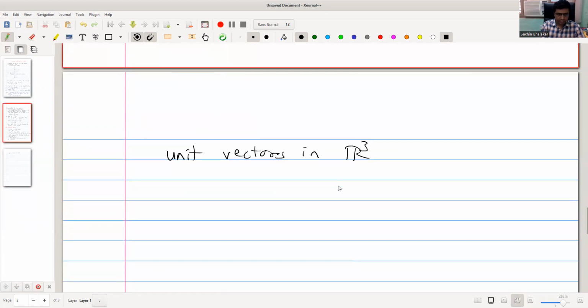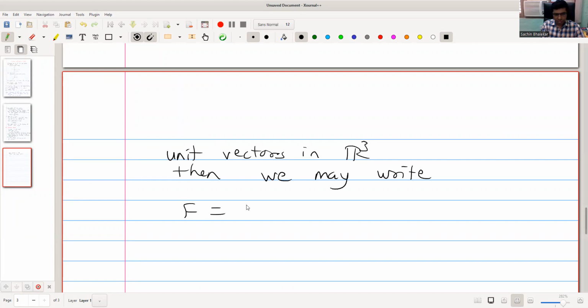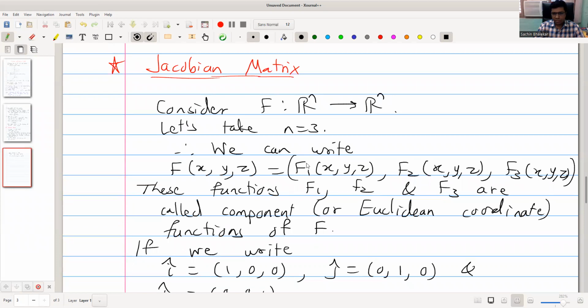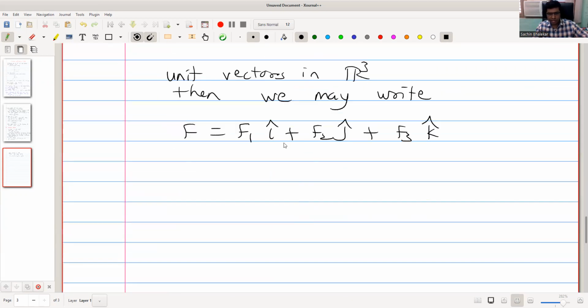Then we may write capital F equal to F1 i hat plus F2 j hat plus F3 k hat. So it is F1 of XYZ into 1 0 0 plus F2 of XYZ into 0 1 0 plus F3 of XYZ into 0 0 1. Okay. So it is like this.